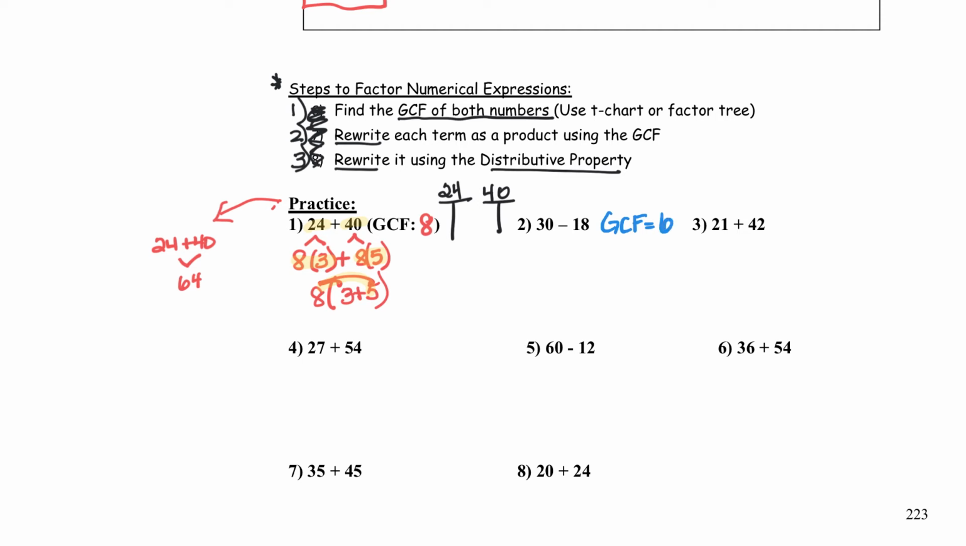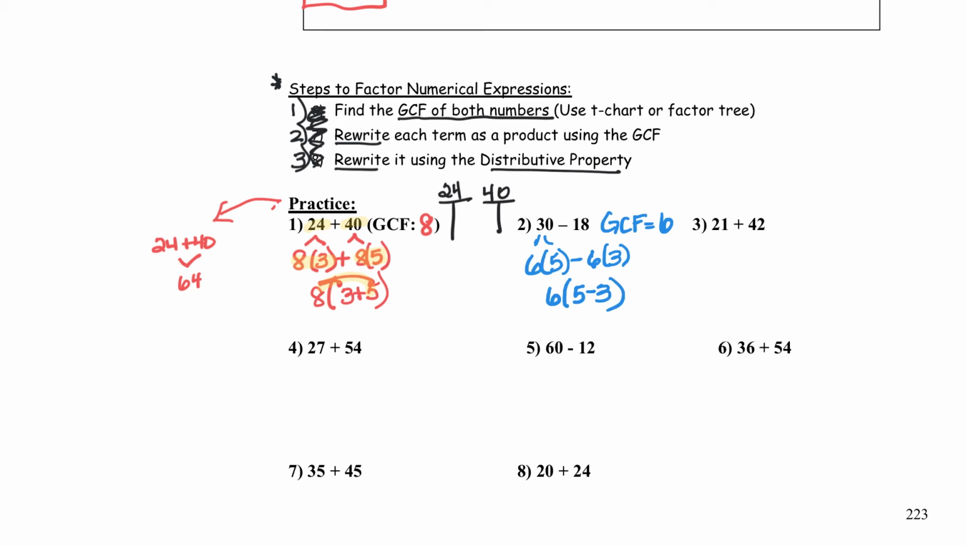Good. Next, I'm going to break down the 30. 6 times what is 30? 6 times 5 is 30. Minus 6 times what is 18? 6 times 3. And then my final answer becomes 6 on the outside, times 5 minus 3, since this is a subtraction problem. And I'm done. And there you have it.